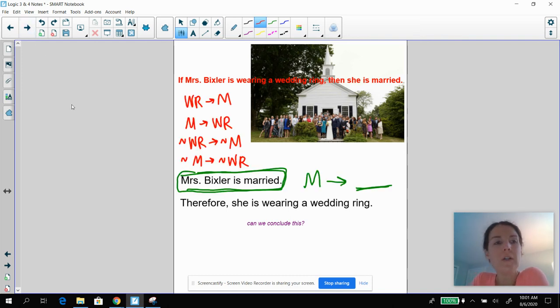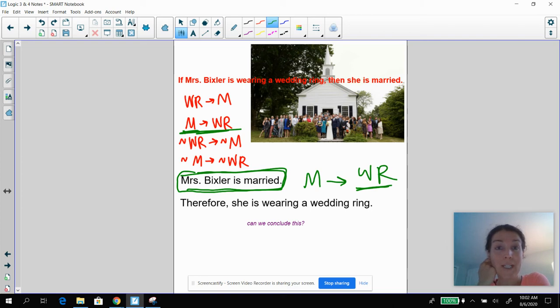So I want to show you what I wrote down here. So I wrote wedding ring implies married. That's the initial conditional statement. So then I did the converse, the inverse, and the contrapositive. So hopefully you have something that looks similar. So if I know that I'm married here, so Mrs. Bixler is married, I'm going to go back and look at all my statements and see how I have married here as my hypothesis. That's what I'm looking at. So married implies wedding ring. And that's what they're asking me here. If you know I'm married, do you know that I'm wearing a wedding ring? So if I'm married, thus I'm wearing a wedding ring.